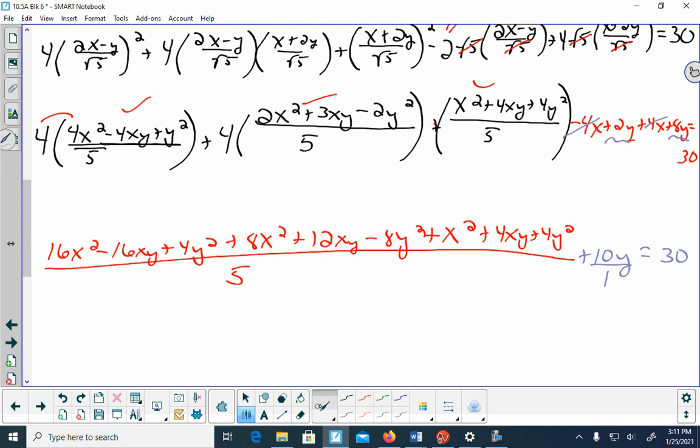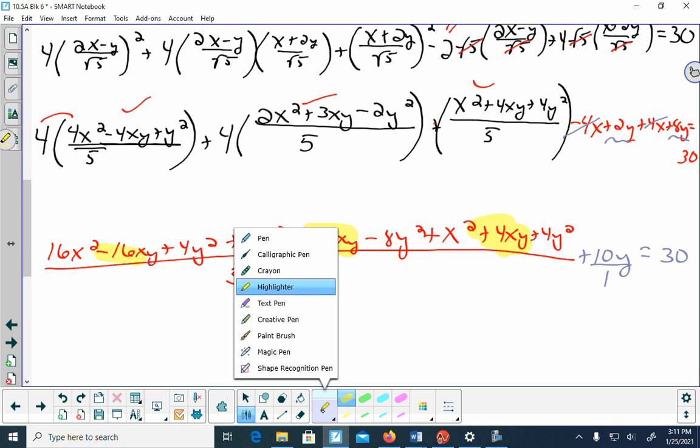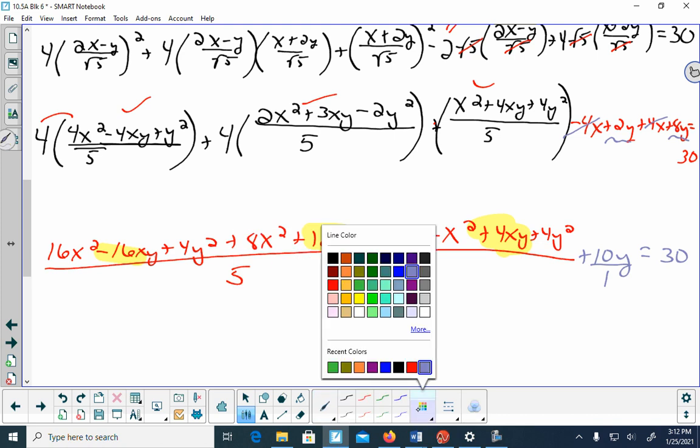Now I like to highlight. You probably can't highlight, but you're going to have to concentrate. I'm going to look for my xy terms first, because the whole reason for me creating that whole new x and the whole new y is to eliminate my xy terms. So I want to stop and make sure that I did eliminate my xy terms. So here I have negative 16xy plus 12xy plus 4xy. Well, the negative 16 plus 12 plus 4, that does equal 0. So I succeeded in eliminating that xy term.